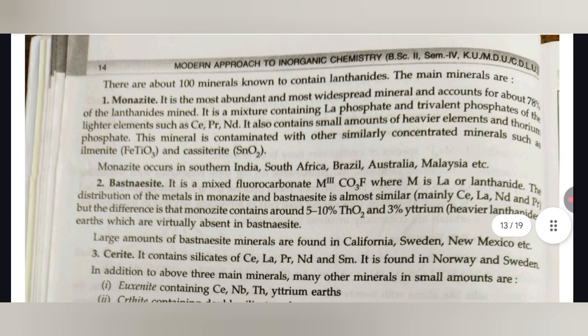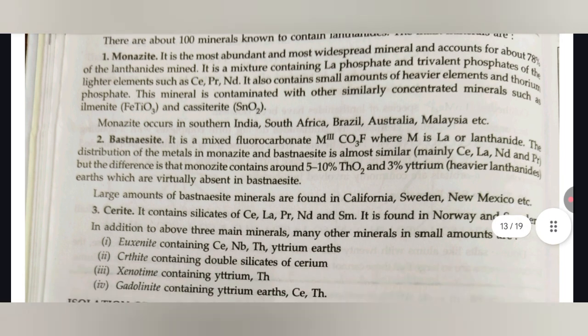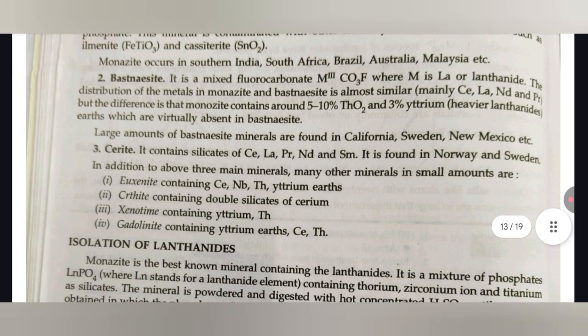There are about 100 minerals known to contain lanthanides. The main mineral is monazite. It is the most abundant and most widespread mineral and accounts for about 78% of the lanthanide mine. It is a mixture containing lanthanum phosphate and trivalent phosphates of the lighter elements such as cerium, Pr and Nd. It also contains small amounts of heavier elements and thorium phosphates. This mineral is contaminated with other similarly concentrated minerals such as ilmenite and cassiterite. Monazite occurs in southern India, South Africa, Brazil, Australia, Malaysia, etc.